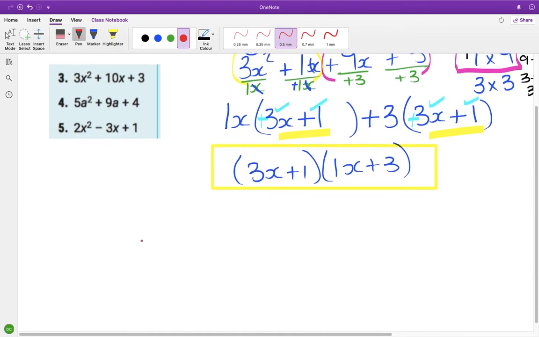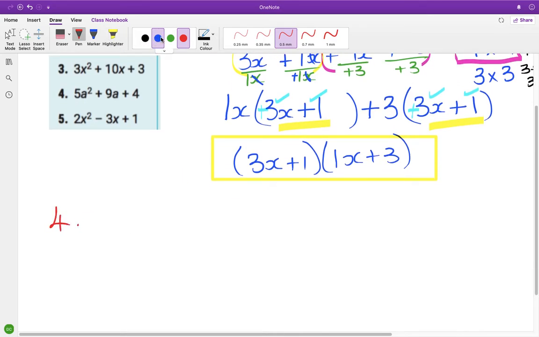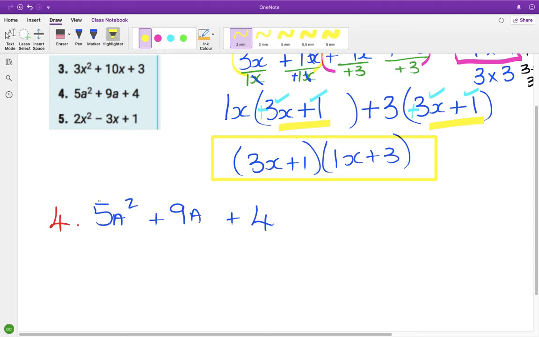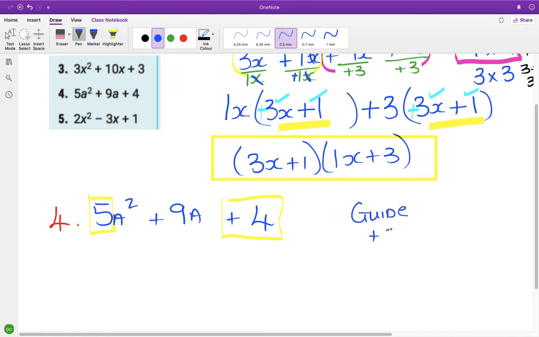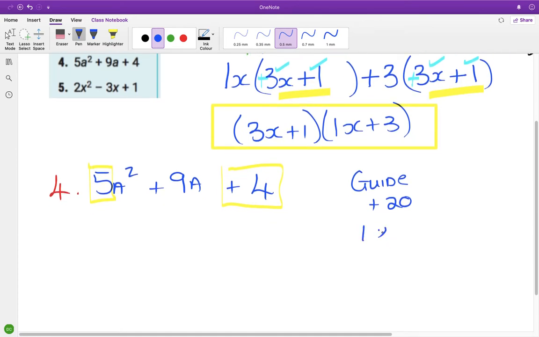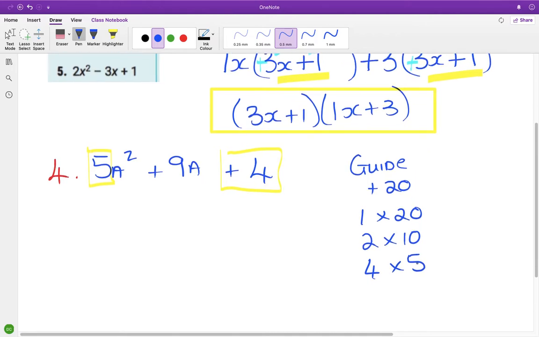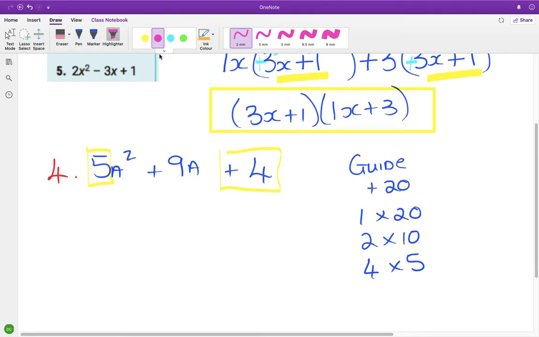Alright, next then. Question 4 is 5a squared plus 9a plus 4. Okay, so let's go guide number. It's the 5 and the plus 4. So that's going to give us a guide number of plus 20. So we go factors, which is 1 by 20, 2 by 10, 4 by 5, and that's it. Okay, now you don't need to write it all, so I'm going to try and start streamlining this a little bit. So we're looking for a plus 9.